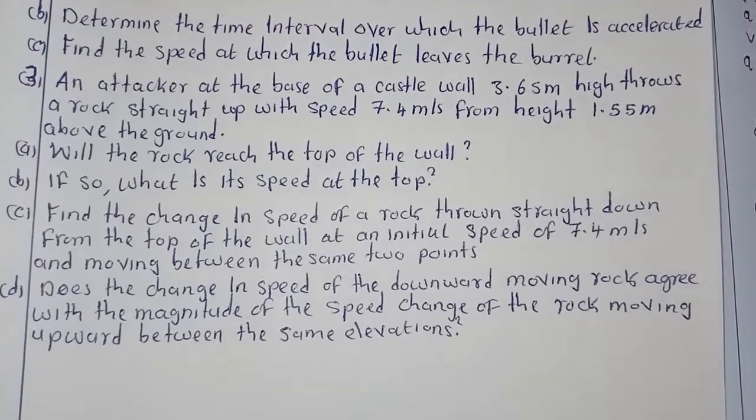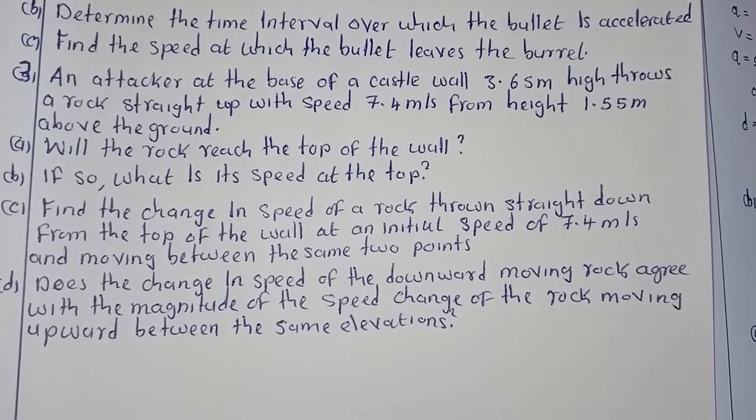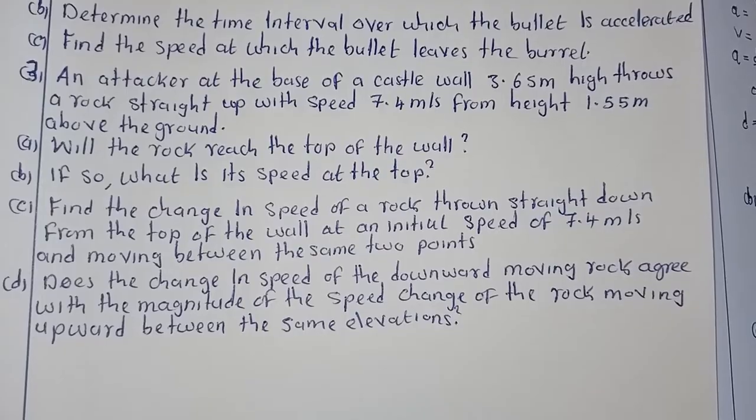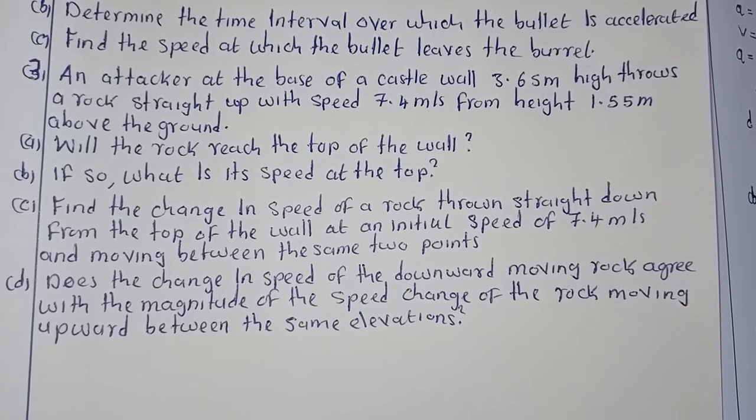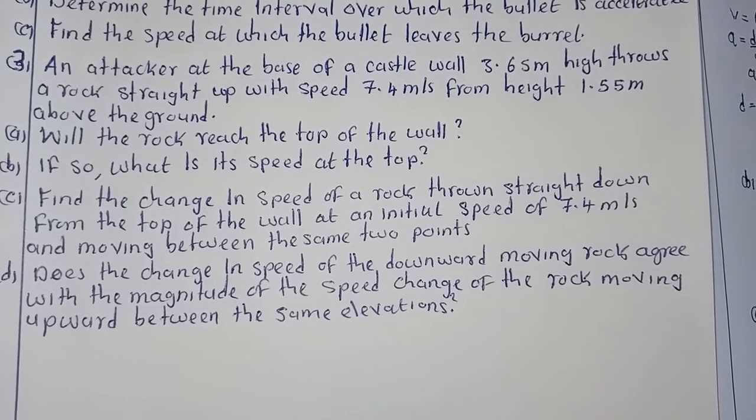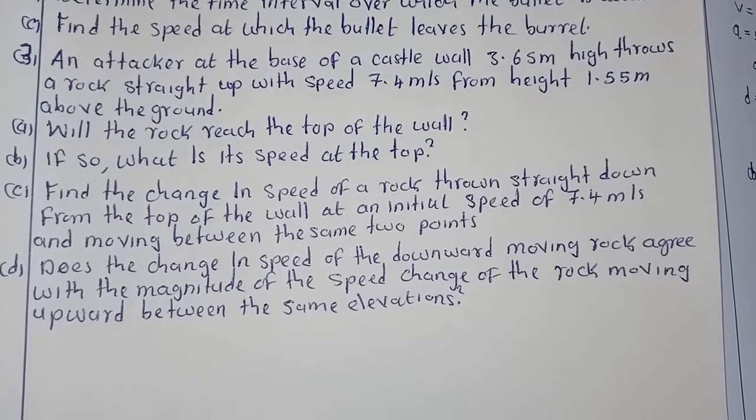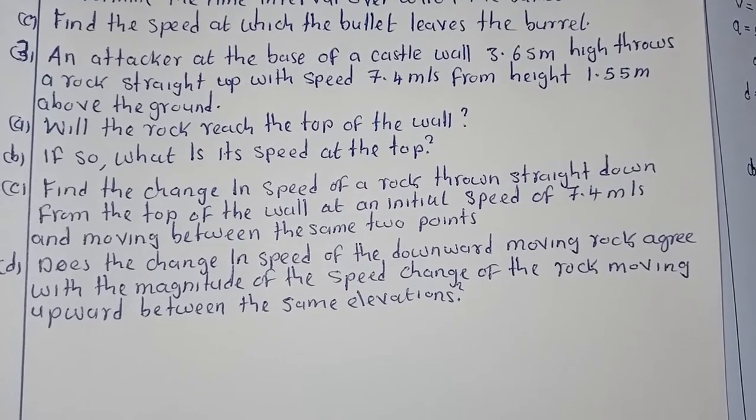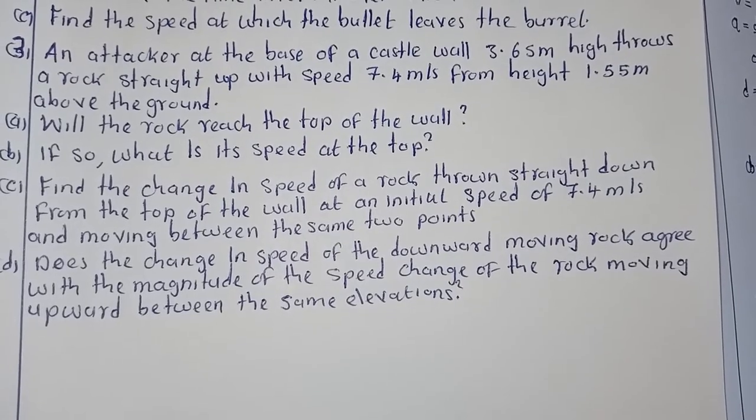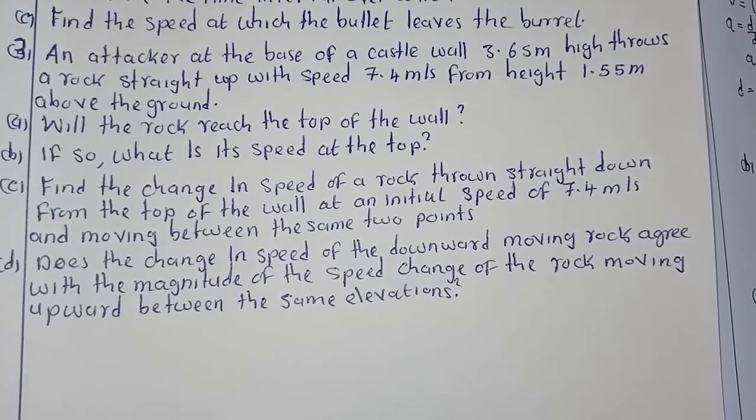The third question is saying, an attacker at the base of a castle wall 3.65 meters high throws a rock straight up with a speed of 7.4 meters per second from a height of 1.55 meters above the ground. Will the rock reach the top of the wall? If so, what is its speed at the top? Find the change in speed of the rock thrown straight down from the top of the wall at an initial speed of 7.4 meters per second and moving between the same two points. That is part D.